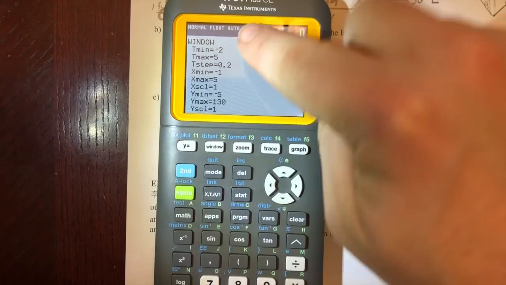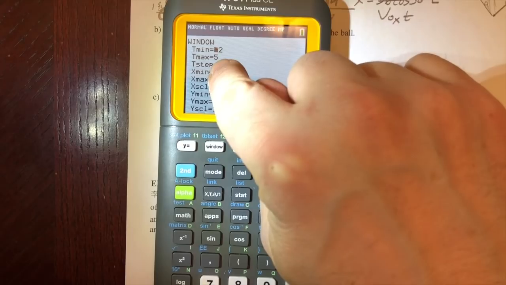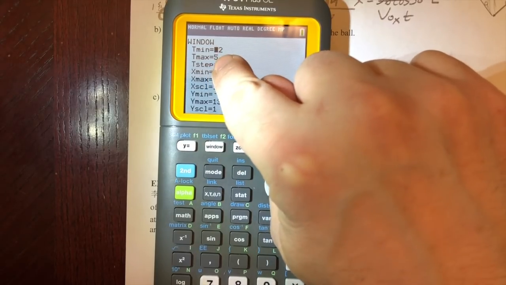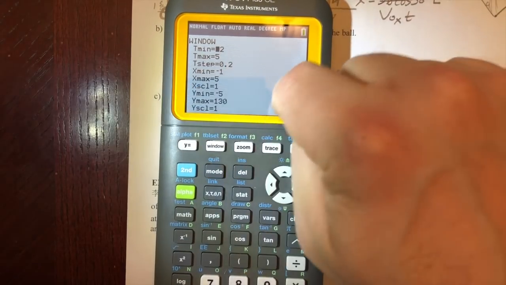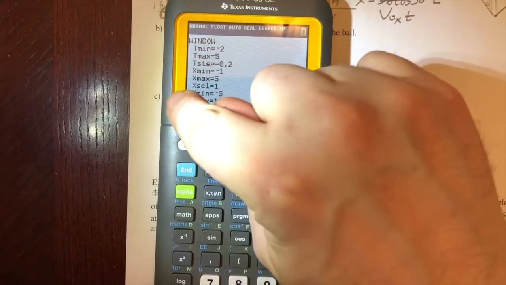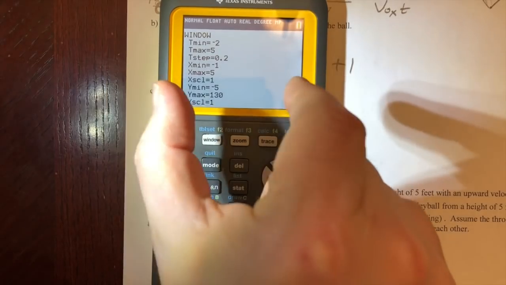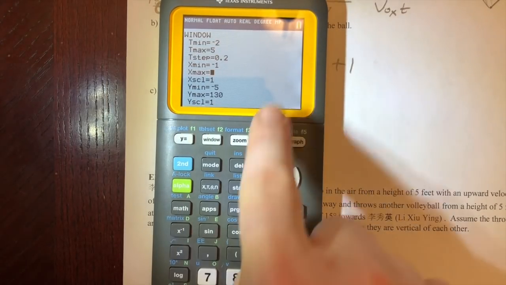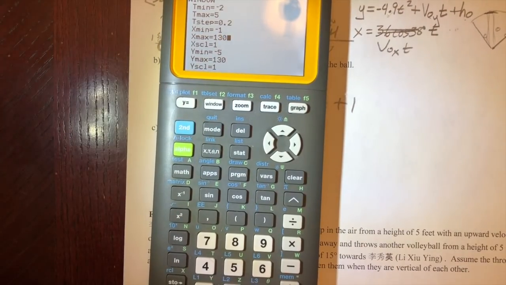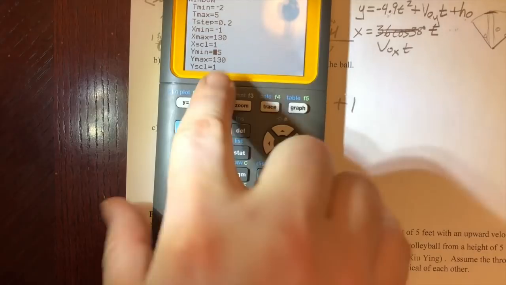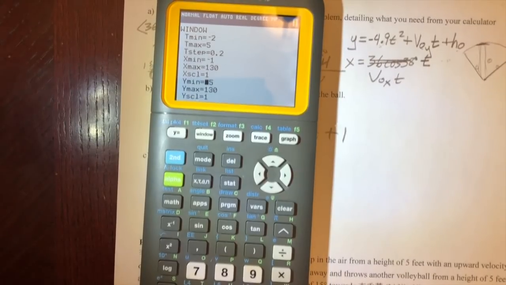I'm going to go into my window. So time, 0 to 5, it probably doesn't take more than 5 seconds for it to get to the wall. So I'm going to leave that at 5. The T step, if it's too fast, like if the ball just, and we can't really tell what happened, make that smaller. If it's too slow, make that bigger. X is our horizontal distance, so I'm going to go -1, and then we actually want to know when it hits 125. So I'm going to go to 130 for max. And then for Y, I'm not really sure what would be a good Y max. It's kind of a guessing game. I'm going to leave 130 for now and see what happens.